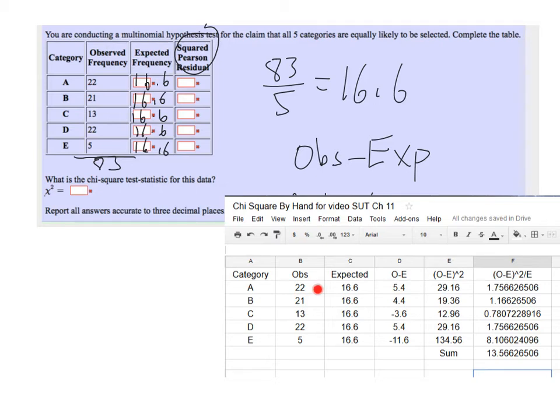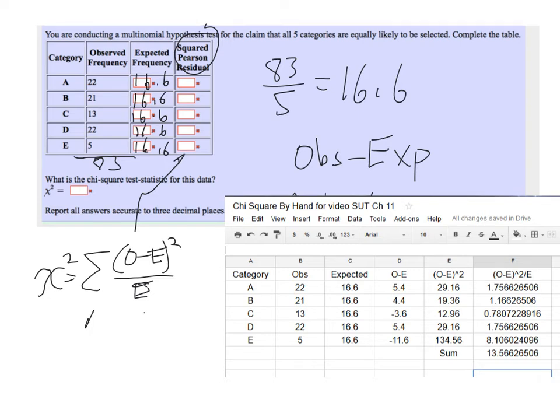So I did the observed minus the expected, got the 5.4. I did that for each of these. 21 minus 16.6, got that. Then you have to square each of those values. Now, just so you know where we're going with this, the chi-square test statistic is the sum of the square of the observed minus the expected, divided by the expected. And what this column here is looking for is these values that we're going to calculate before we find the sum of them.